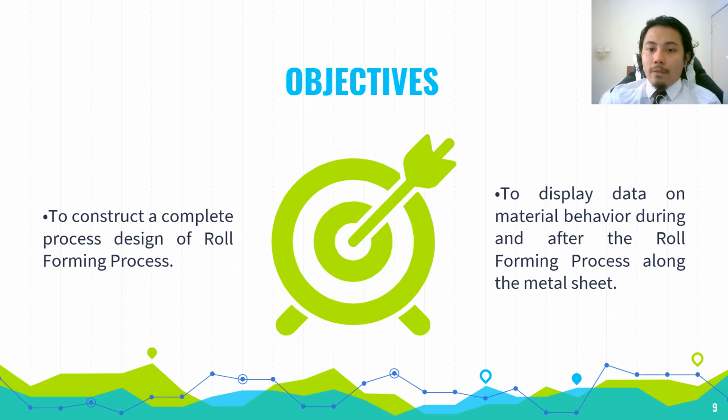The objective of the study. First is to construct a complete process design of the roll forming process. Second, to display data on material behavior during and after the roll forming process along the metal sheet.